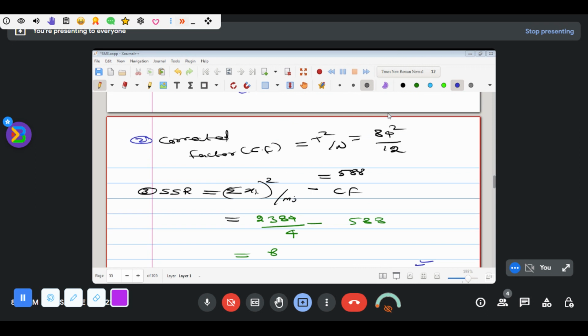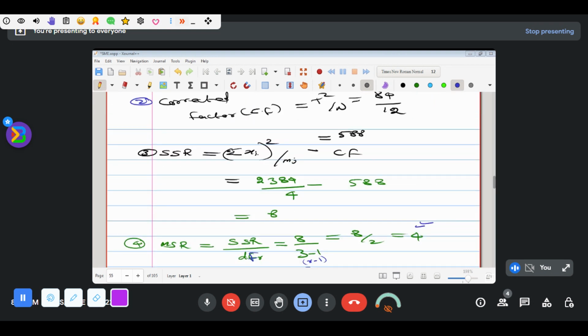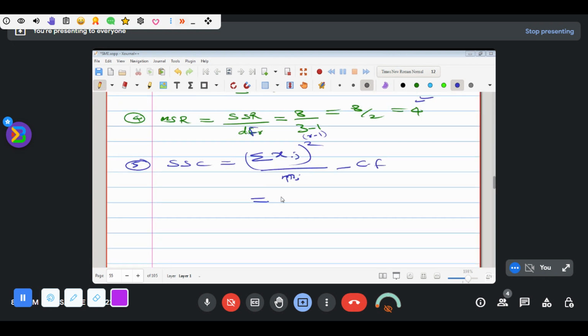Then divided by how much? How many data are there in a column? 1, 2, 3. Therefore divided by 3 only. 1768 divided by 3, minus the corrected pattern 588. How much, ma? SSC equals how much? 1.333. Very good. Correct only.